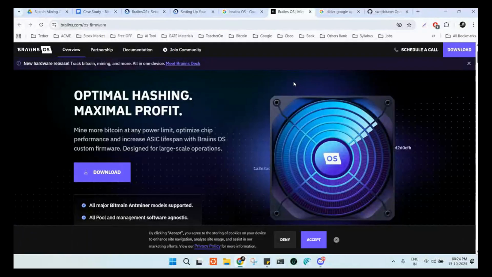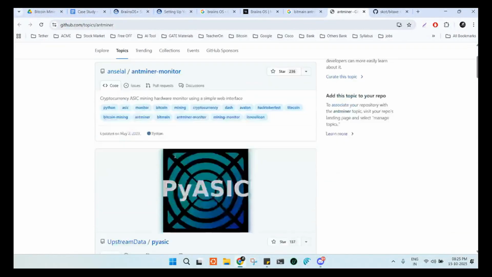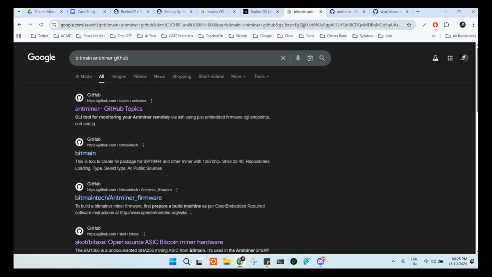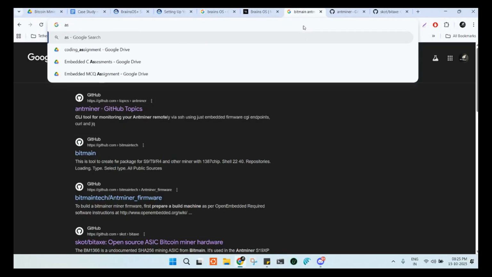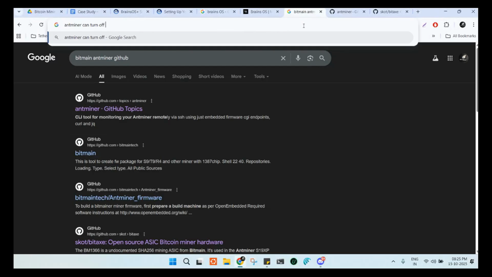We don't know what the whole code is, because earlier Bitmain was making all that code open source, and I can show it to you. If you search for Bitmain Antminer GitHub, you will find it. They have a public repository, but they are not updating it, because initially, if you remember the case which I discussed, Antminer can turn off your device or can control your device.